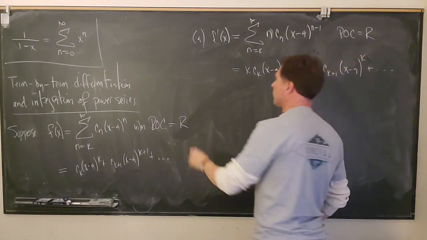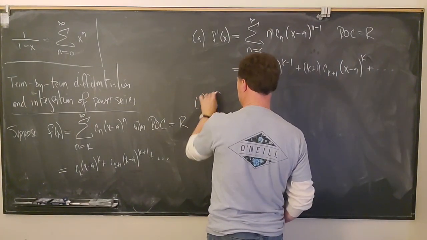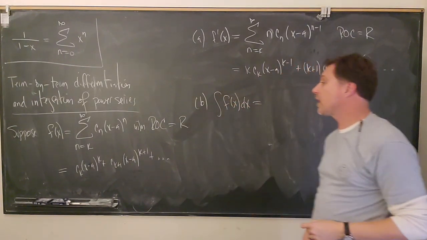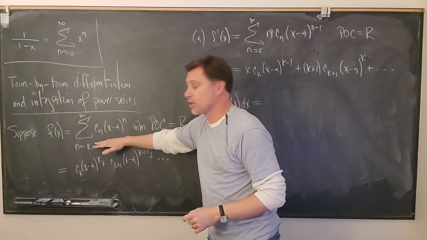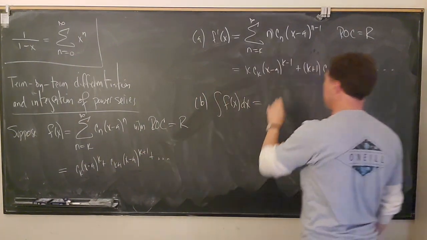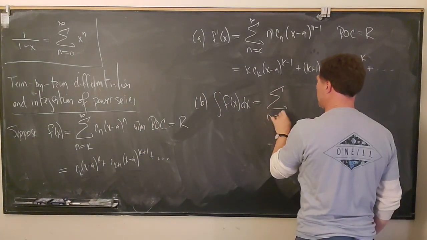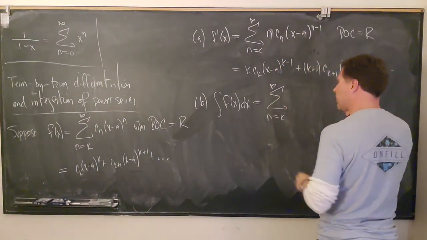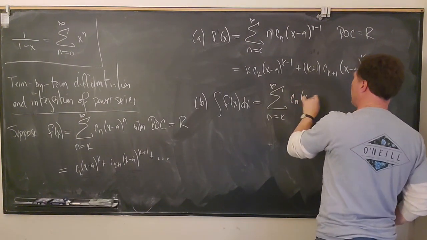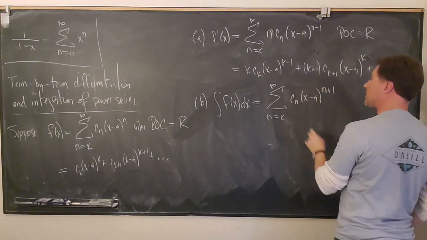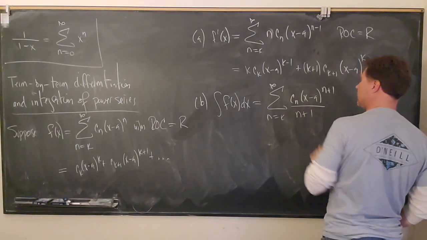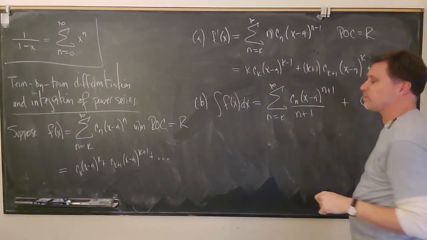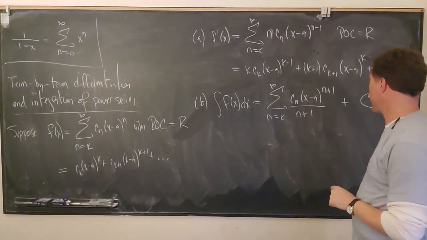Same thing with the antiderivative. What we get is that the antiderivative of f of x is gotten from this power series by treating it as if it's a polynomial. So we get the power series sum from n equals k to infinity. How do you take an antiderivative? It's going to be c sub n times (x minus a) raised to the n plus 1, divided by n plus 1. And then remember, there's always a plus C when you take an antiderivative.